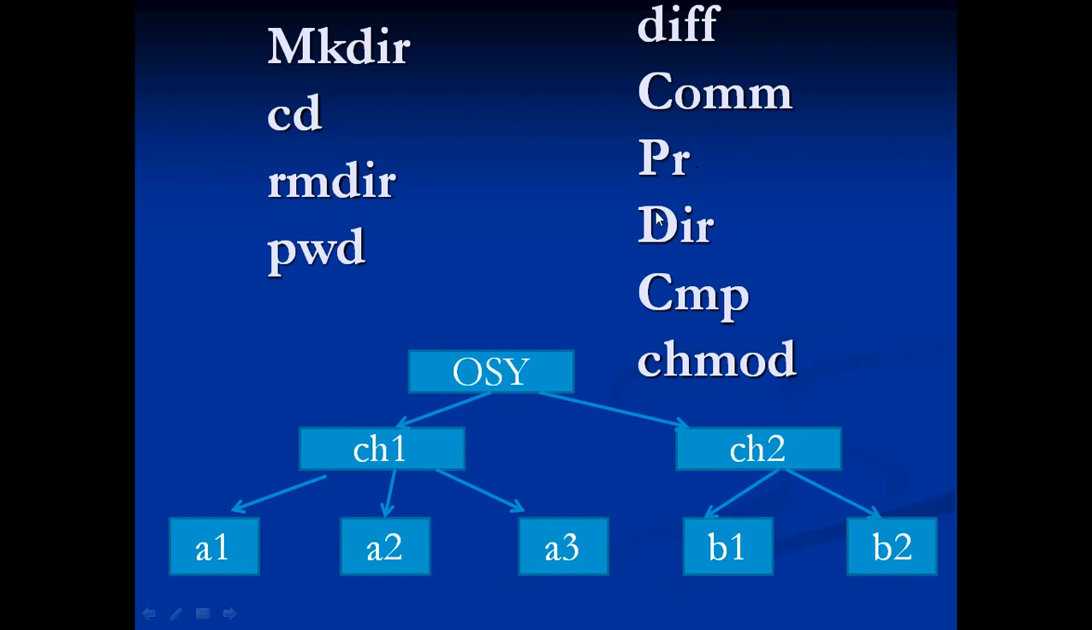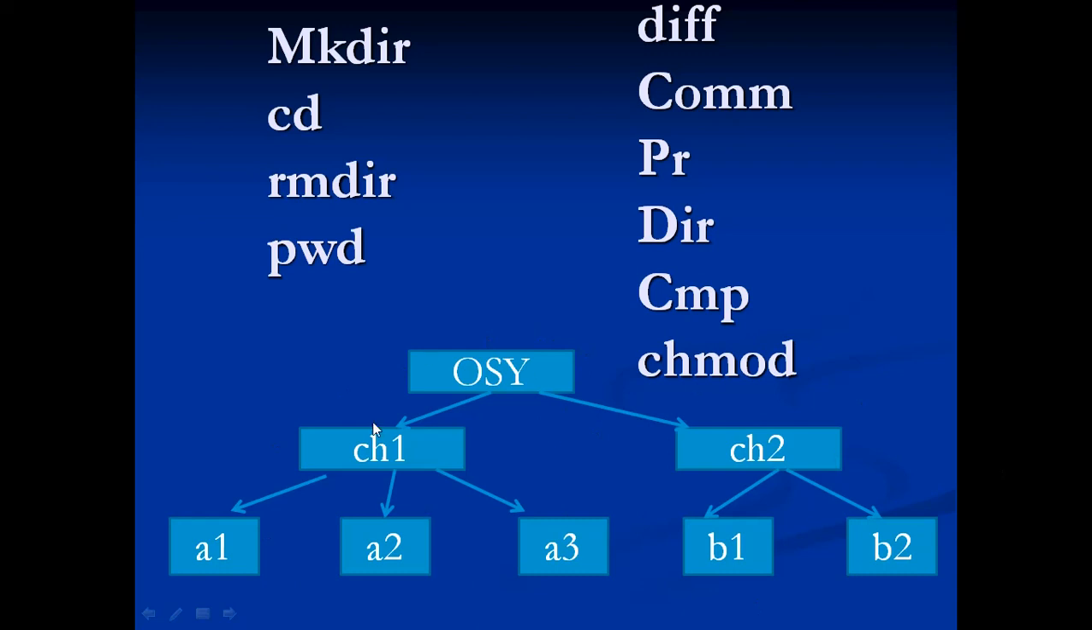Then dir command is similar to the list command, that is ls command, which will show all the files and directories contained or included in a current directory. Then cmp compares files and displays the difference. And last one is chmod, which is used to change or set three permissions: read, write or execute permission.